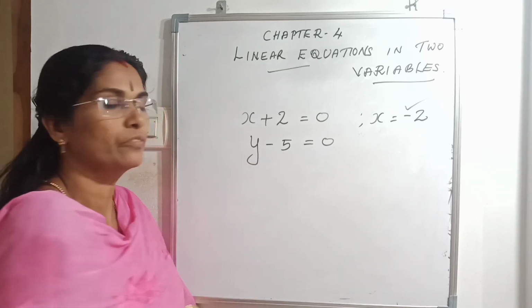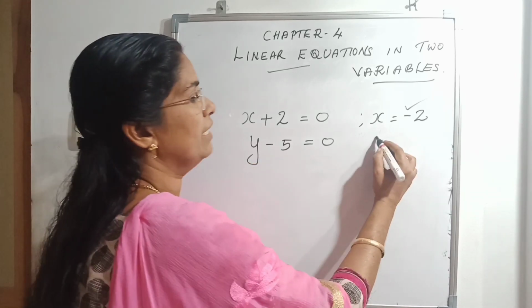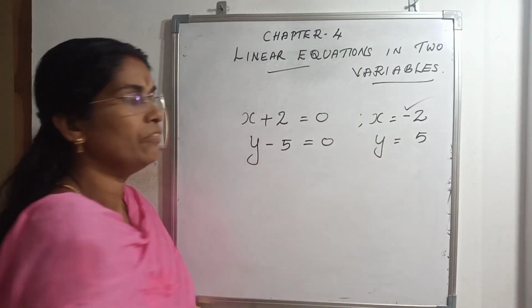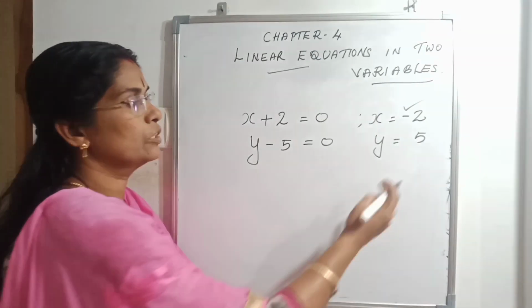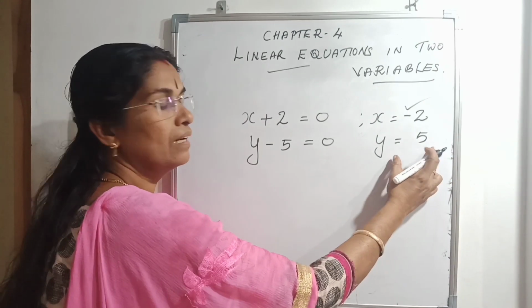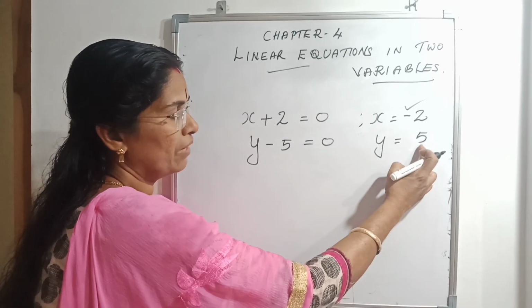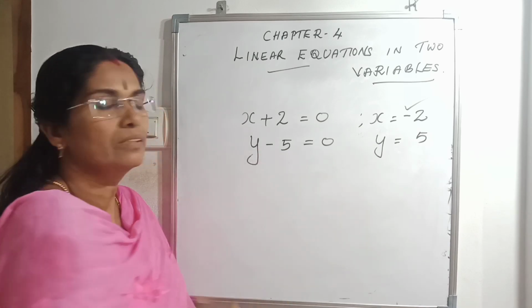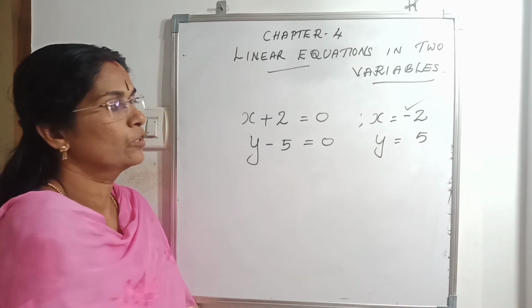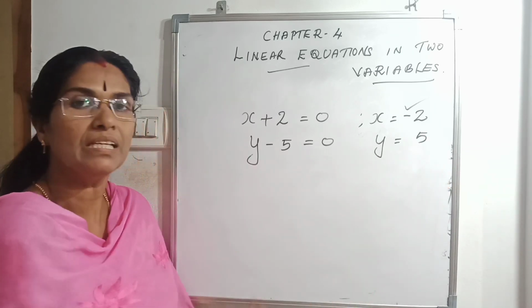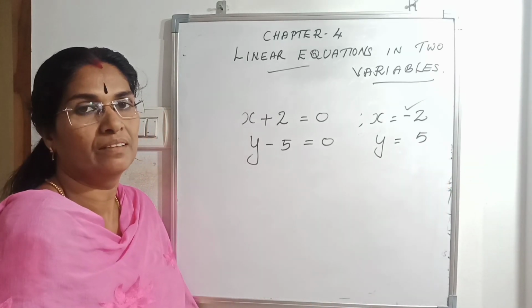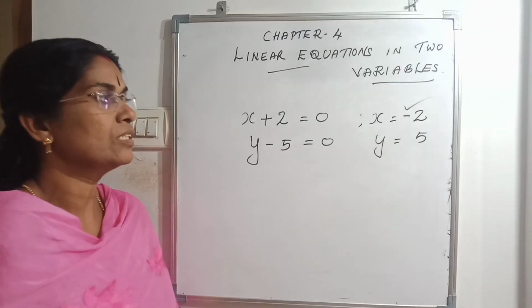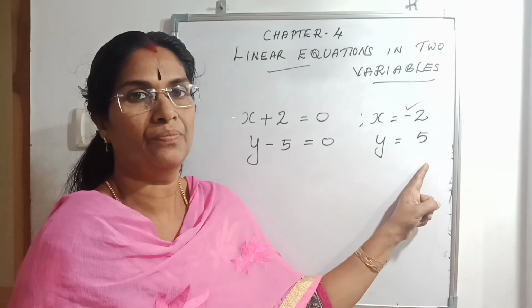So what is the solution of the second equation? y is equal to, just transpose minus 5 to the right side, it becomes positive 5. So the solution is y equal to 5. Now we can check whether our answer is correct or not. Substitute y equal to 5 here: 5 minus 5 is 0, right side also 0. So y equal to 5 is the solution of the second equation. Clear? So we can say a linear equation in one variable has only one solution.